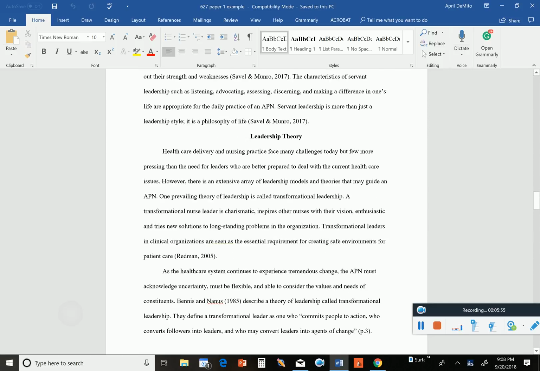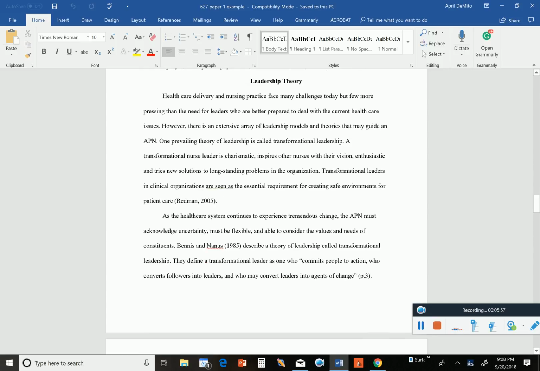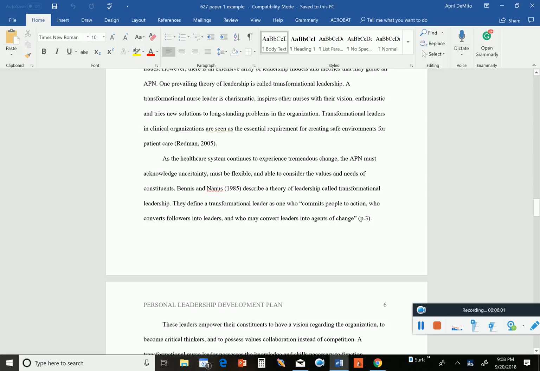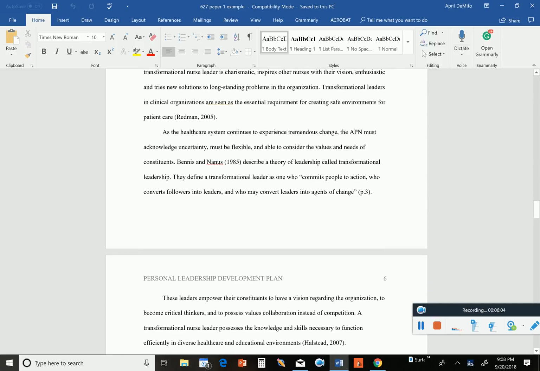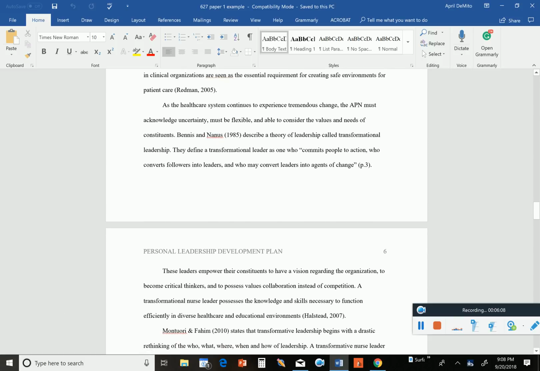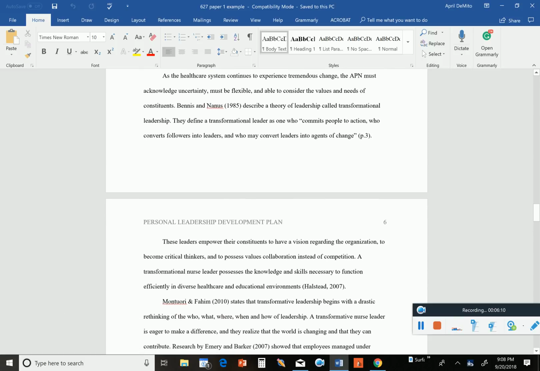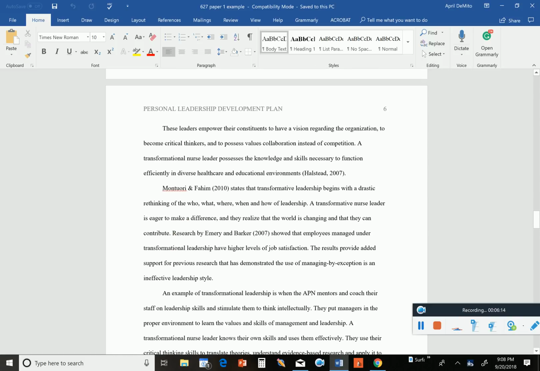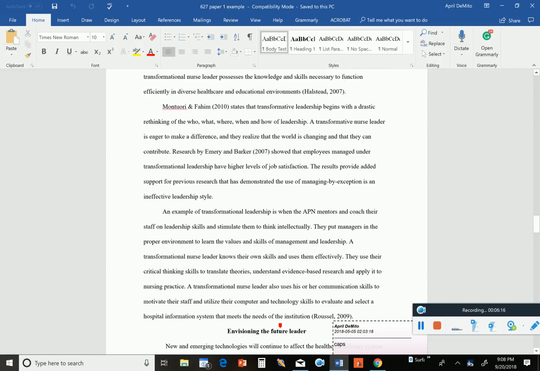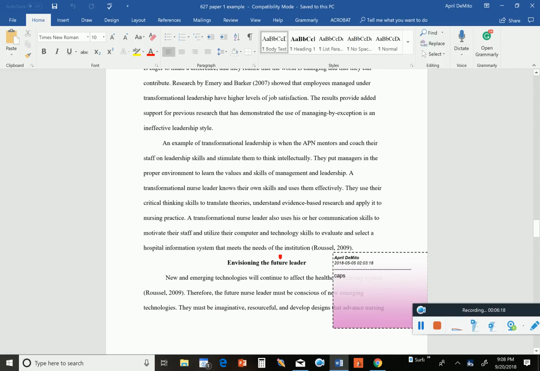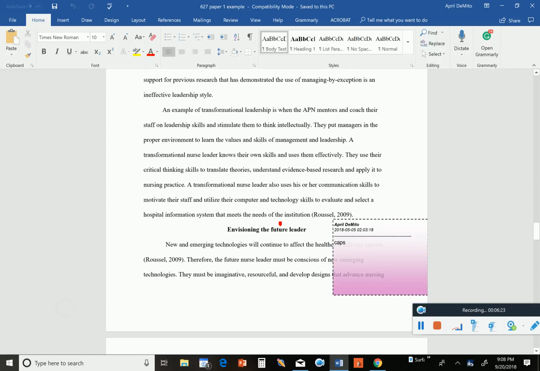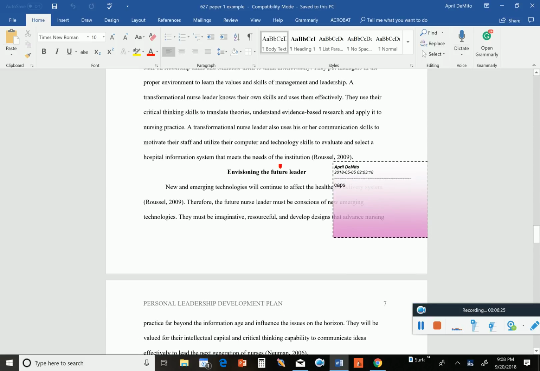Now let's go to leadership theory. And you can see how the author here, now she has another quotation in here, and so I would say, you know what? You've had too many. You got to change that. Put that into your own words and cite it. Okay. And you can see my little note here. Future should be capitalized. Leader should be capitalized here.